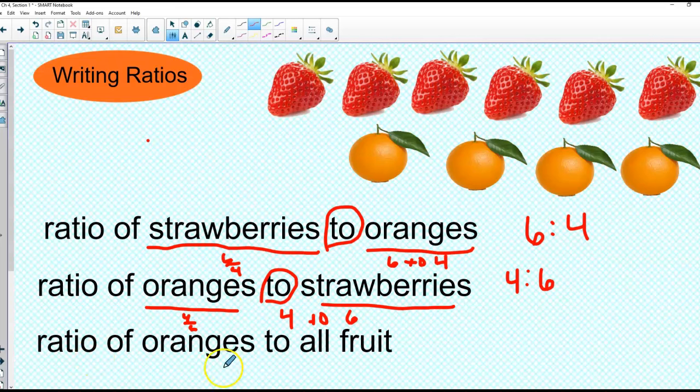Okay, let's look at the last one. The ratio of oranges to all fruit. So let's look at what we want. We want oranges. So we know there's 4 of them. To all fruit, it says. So this one's a little different. So now, in order to get all the fruit, we need to total all of these up. So we know there's 6 strawberries and there are 4 oranges. So that would be a total of 10. So I would write for this one 4 to 10. Again, or I would write the fraction 4 over 10, or you could write 4 to 10. Any of those are acceptable.